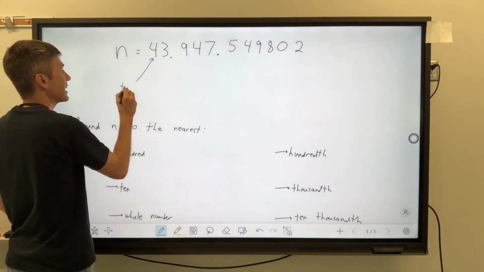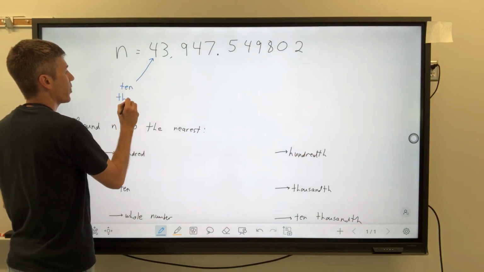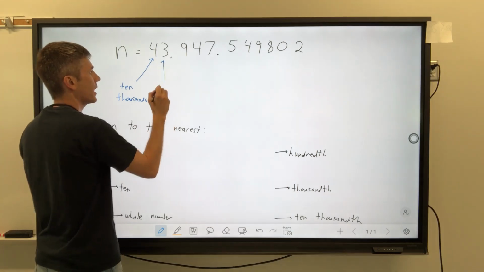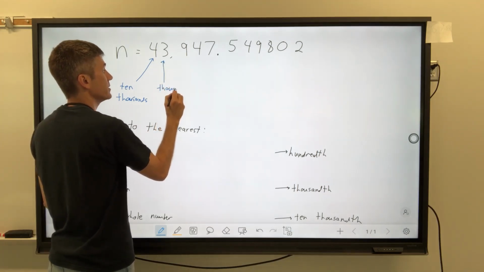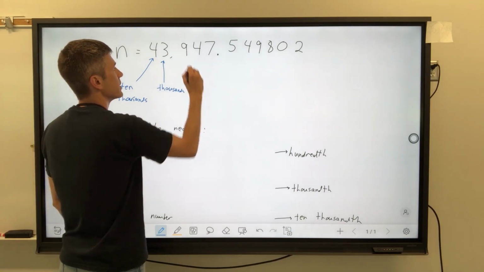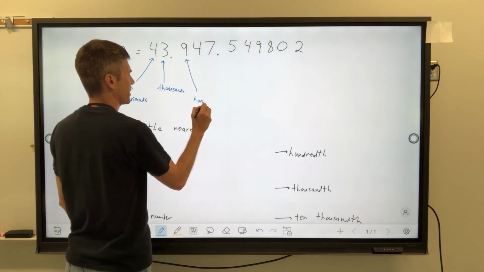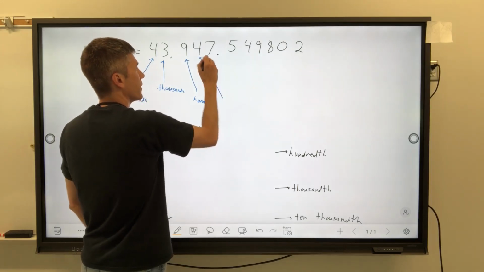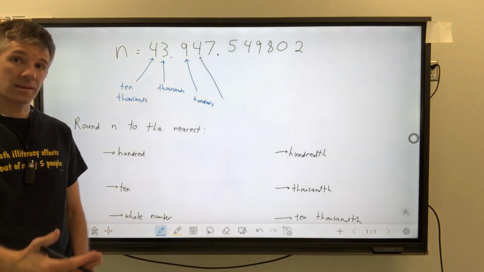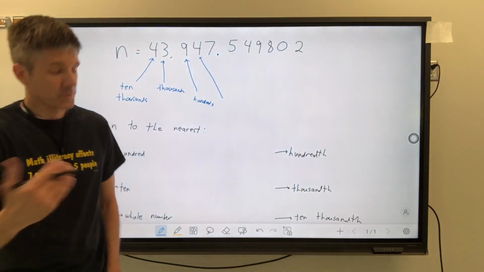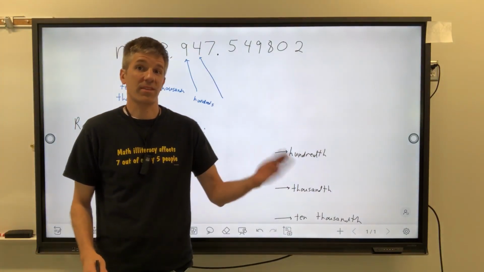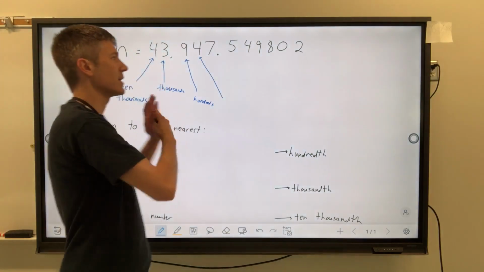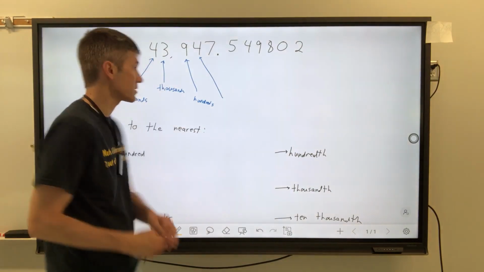So this is going to be 10,000s. This is going to be thousands. This is hundreds. And if you're like, oh my goodness, I got this, hundreds, not hundredths, then that's fine. But labeling this might come in handy when you're asked around to the nearest hundredth or hundred. And I get asked all the time, well, how many decimal places is that? Labeling this now will avoid those questions later.